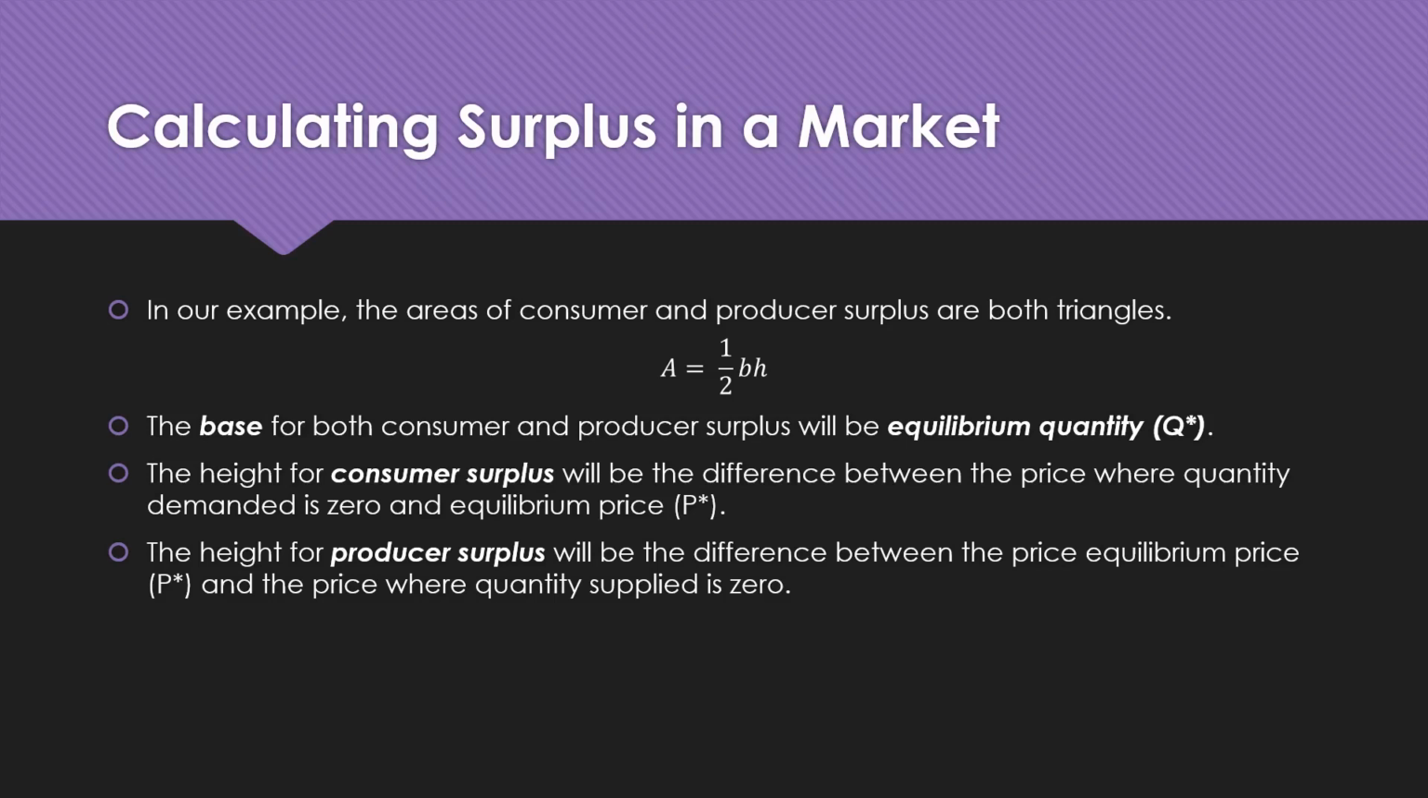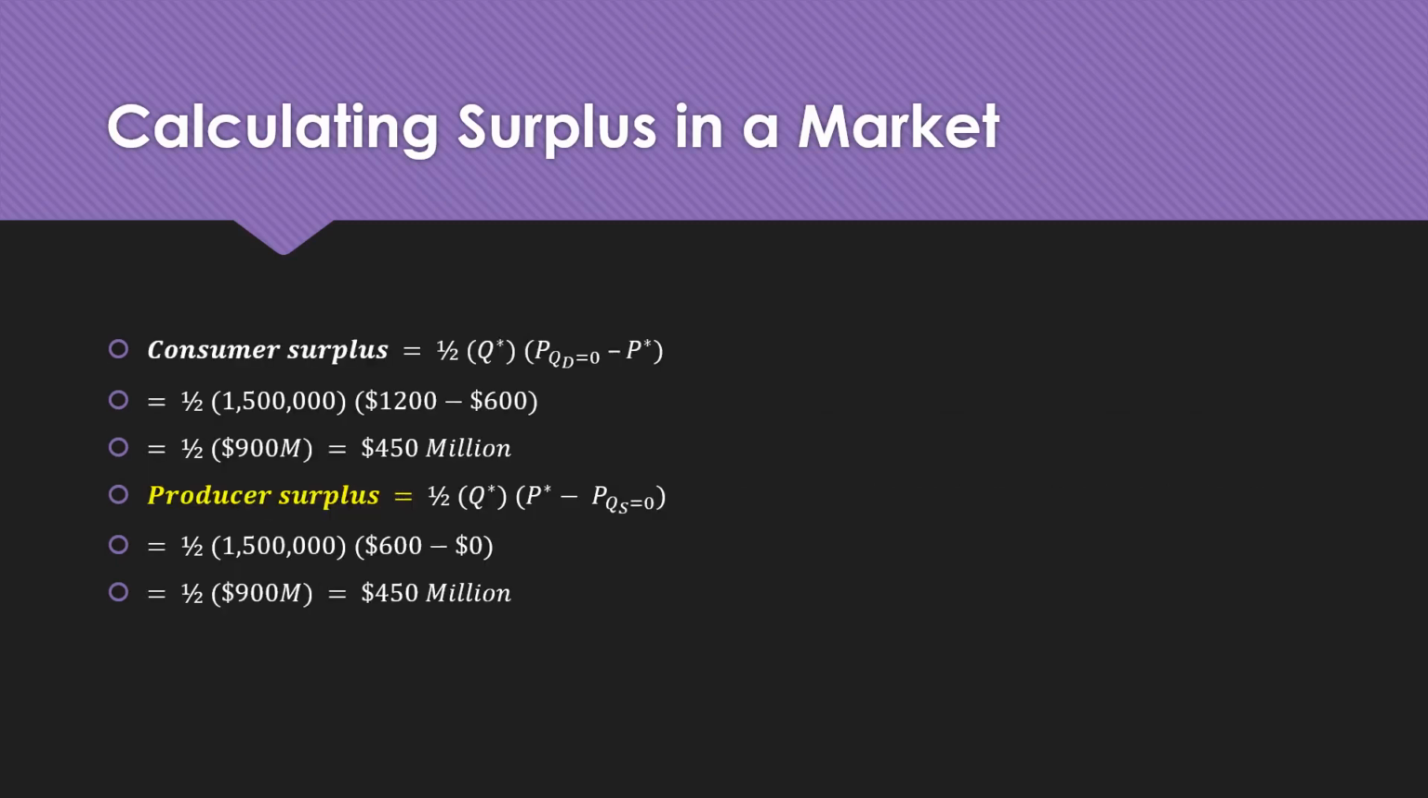For producer surplus, the top part of that height is going to actually be the price that's charged, which is going to be P star at the point of equilibrium. And then you're going to subtract the intercept for the supply. So that means the point where quantity supplied is equal to 0, where that supply curve intersects the price axis, or the y-intercept basically. So for that one, it's going to be P star minus the price where quantity supplied is equal to 0 times Q star times 1/2, and that'll be your producer surplus.